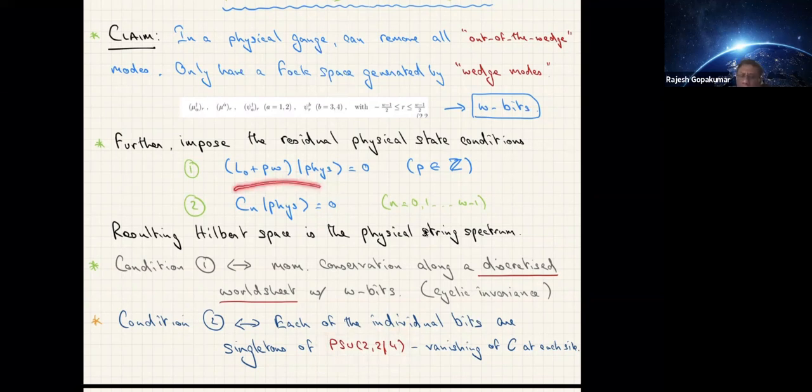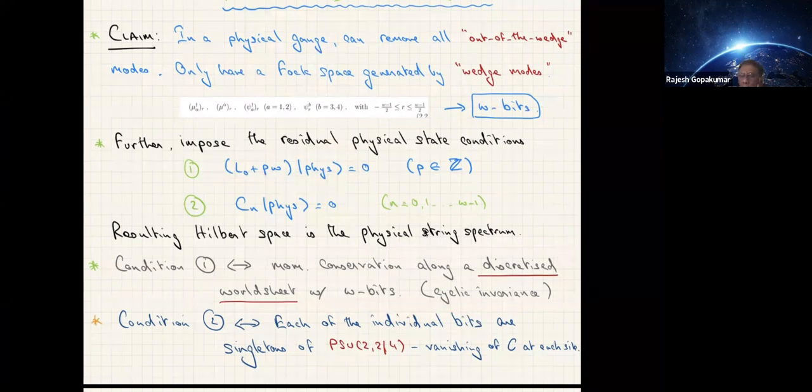The condition 1 is a sort of momentum conservation along a discretized worldsheet, which has W bits. So once you fix this gauge, you have only these modes with R taking very specific values. If you wish, the momentum is in a Brillouin zone between -(W-1)/2 and +(W-1)/2. So momentum conservation, like in any Brillouin zone, is modulo W. And that's the statement that you have a discretized worldsheet with W bits, which is cyclically invariant.